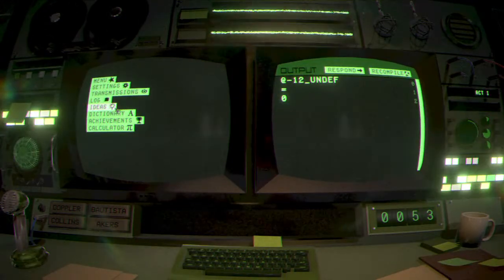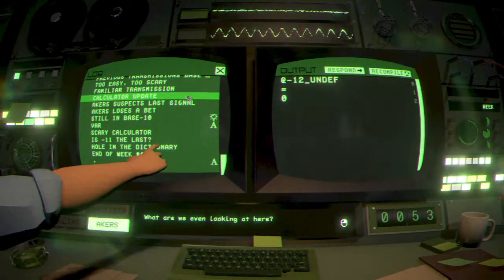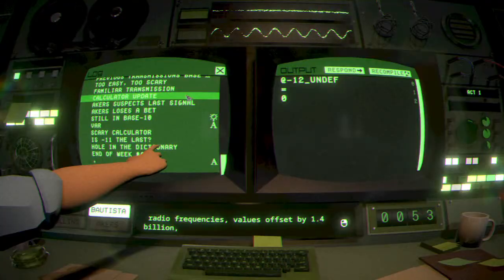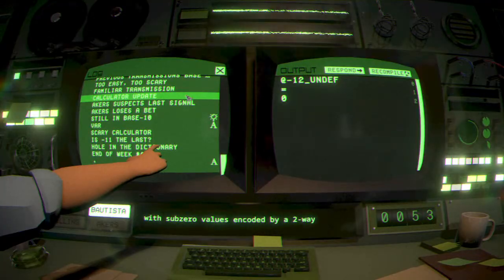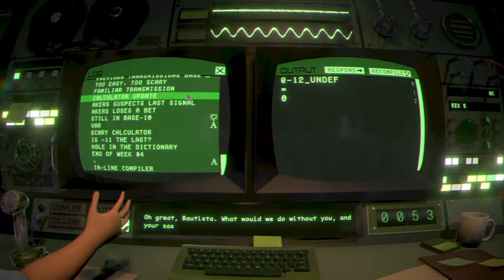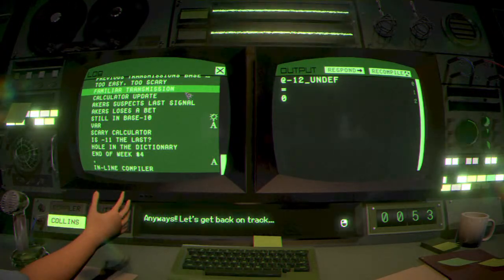Alright. And then there's another log. What are we even looking at here? Radio frequencies, values offset by 1.4 billion. With the sub-zero values encoded by a two-way hash table. Oh great, Batista. What would we do without you and your sass? Not much. Anyways, let's get back on track.